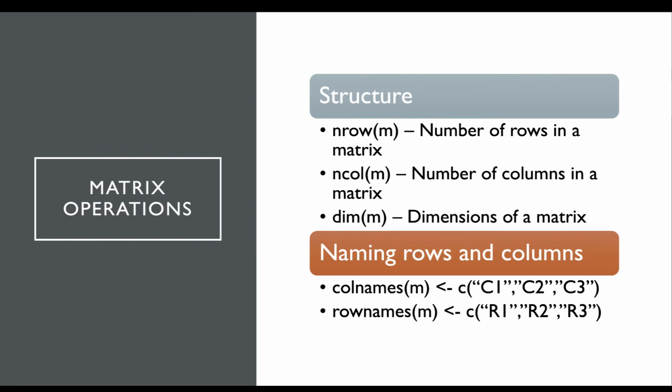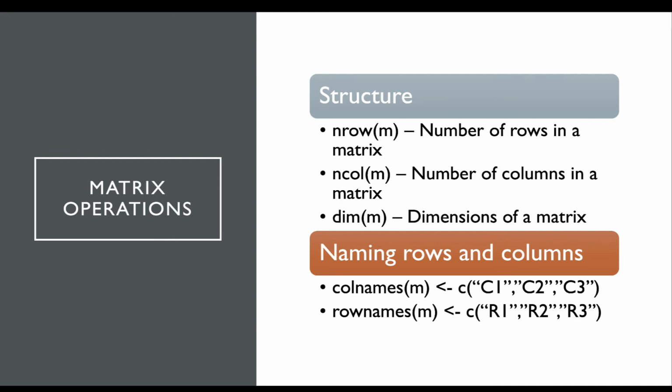To examine the structure of a matrix, there are specific functions that we can use. Specifically, nRow and nCol tell us the number of rows in a matrix and the number of columns in a matrix. Dim is a function that tells us the dimensions of a matrix, specifically how many rows and columns it has.